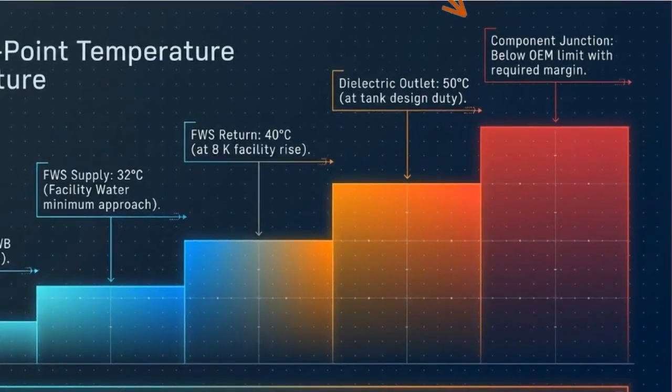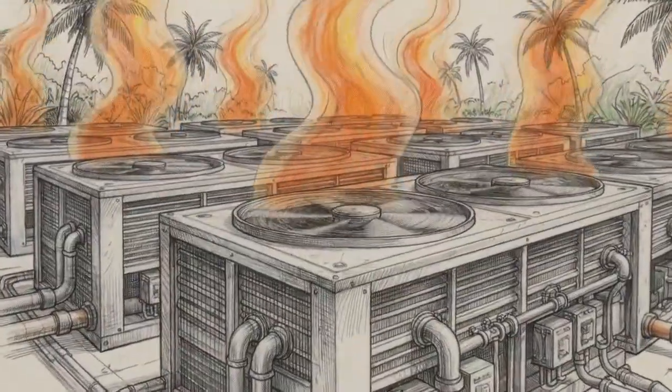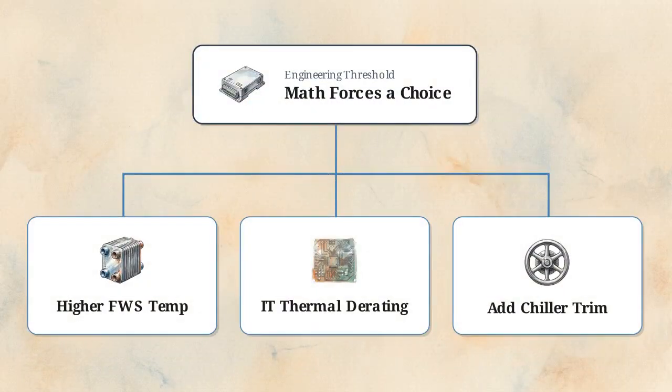If your dry-only cooling infrastructure cannot meet that peak approach during tropical summer weather, the math forces a choice. You must deliberately engineer a higher facility water system temperature, accept thermal derating on the IT side, or install chiller trim to bridge the gap.